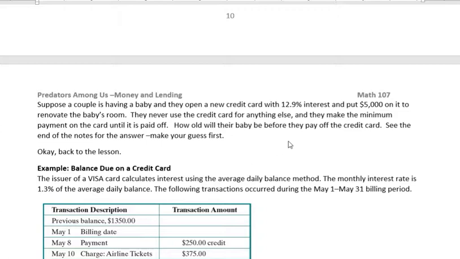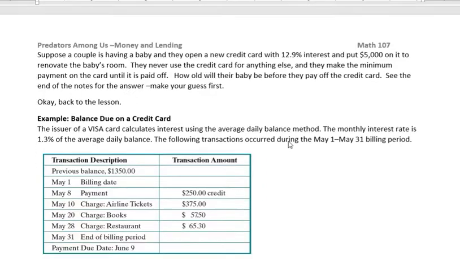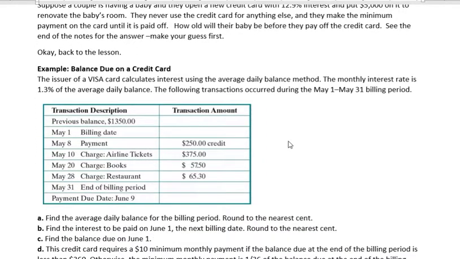Okay, so here is what we're going to look at. This is a Visa card, let's say, and the monthly interest rate is 1.3% of the average daily balance. I don't know why we chose that. This is just an example that I found somewhere. And the following transactions occurred from May 1st to May 31st in a billing period.